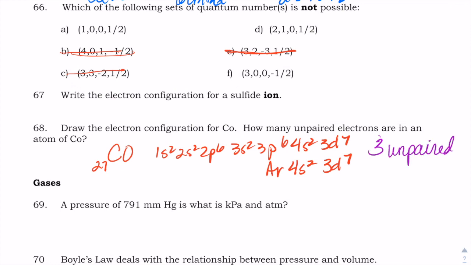Now, 67, backtracking, we're going to do the electron configuration for sulfur. Sulfur has 16 protons, so it'll have 16 electrons. 1s2, 2s2, 2p6, that's 10, 3s2, that's 12, 3p4, that's 16. Now, this would be for sulfur that's neutral.